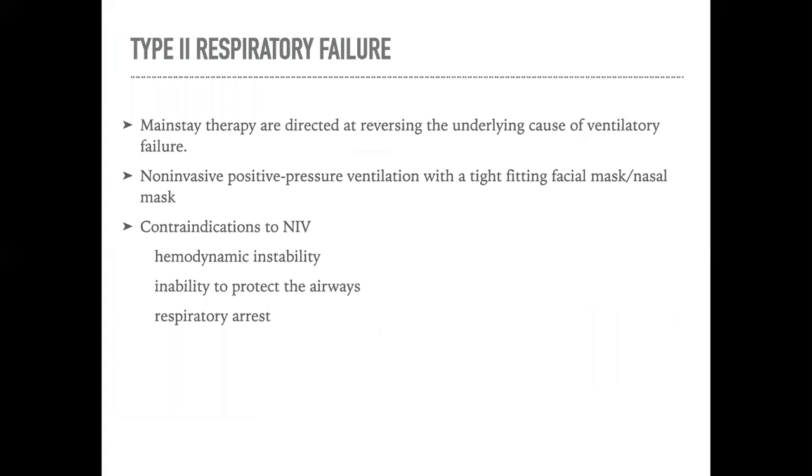The mainstay of therapy for type 2 respiratory failure is reversal of the underlying cause of ventilatory failure, such that if you are dealing with bronchospasm, you give your bronchodilator. Or you could give non-invasive positive pressure ventilation through a tight-fitting facial mask or a nasal mask, or sometimes a hood. Contraindications to non-invasive ventilation, however, would be hemodynamic instability, if the patient cannot protect the airways, or if there is already respiratory arrest.